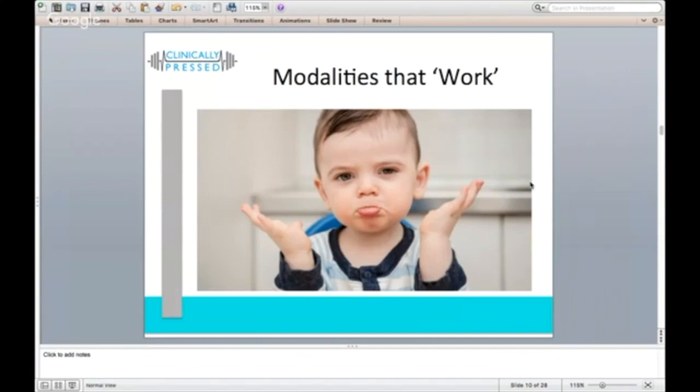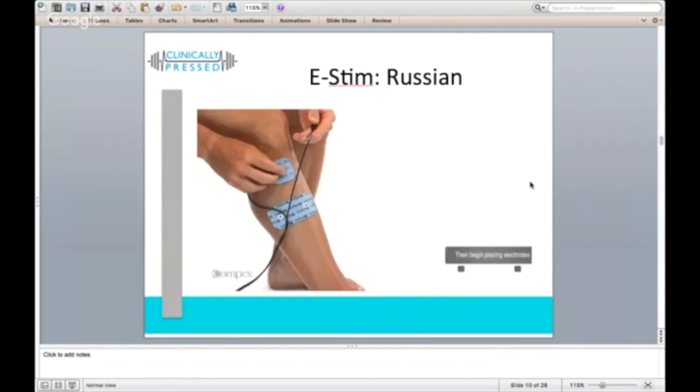Modalities that work, and the reason we have this, and if you're just listening, it's a young kid kind of giving you the I don't know, is we don't know that there are any that quote unquote work the best when it comes to this. We've had things that we've had success with certain people, but it doesn't always mean that it's going to work for everybody. So we say this with kind of a very big asterisk next to it to make sure that we aren't giving any false pretenses.